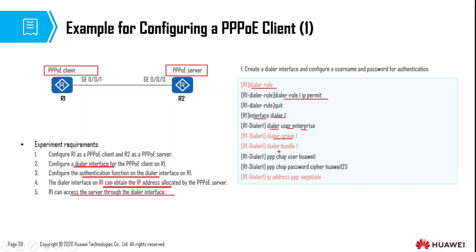Then we create a dialer-group and a dialer bundle. After that, we can now specify the username and password for the user that is going to use this dialer interface, for example Huawei and password Huawei123. Then for the IP address, we use the command for this dialer interface: ip address ppp-negotiate. So that way, it's going to ask, using PPP, to be given an IP address by the server.